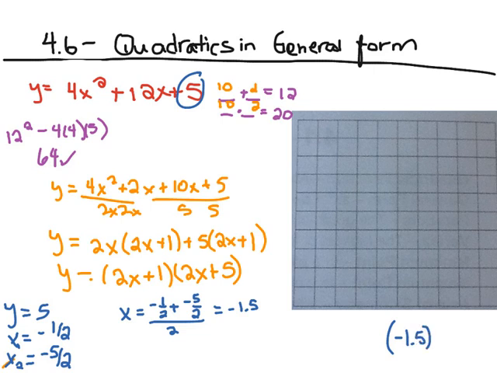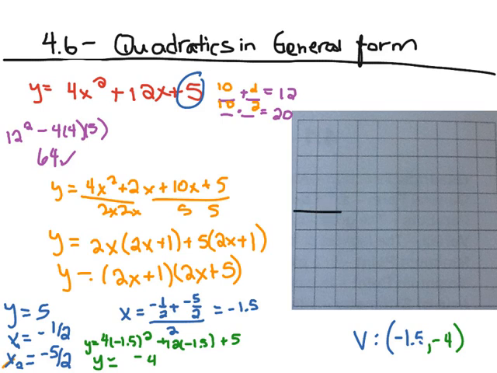To solve for our y, we substitute that in, so 4 times negative 1.5 squared plus 12 times negative 1.5 plus 5, and you should get negative 4. So this is our vertex, and we know our x-intercepts, and we know our y-intercept. So draw your graph.